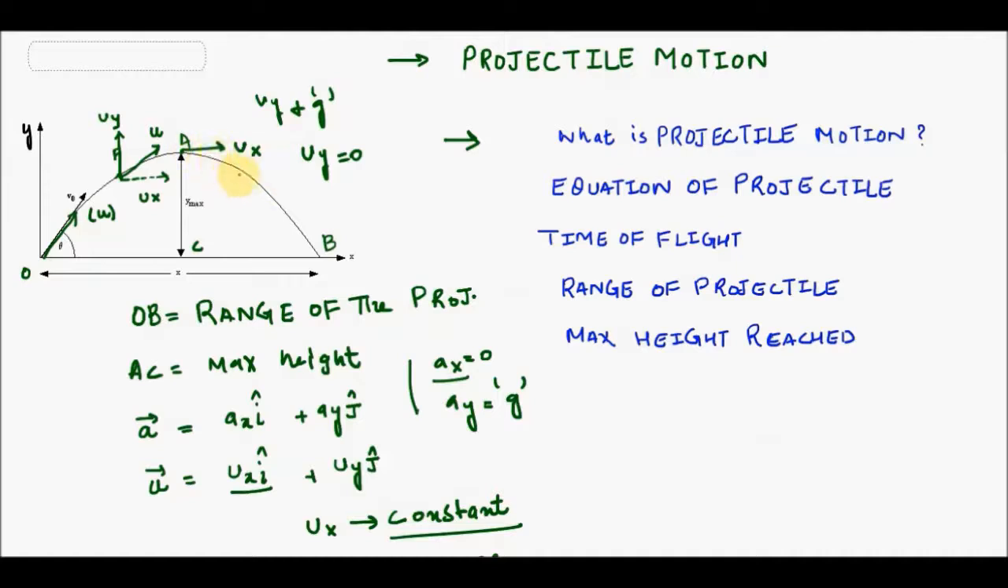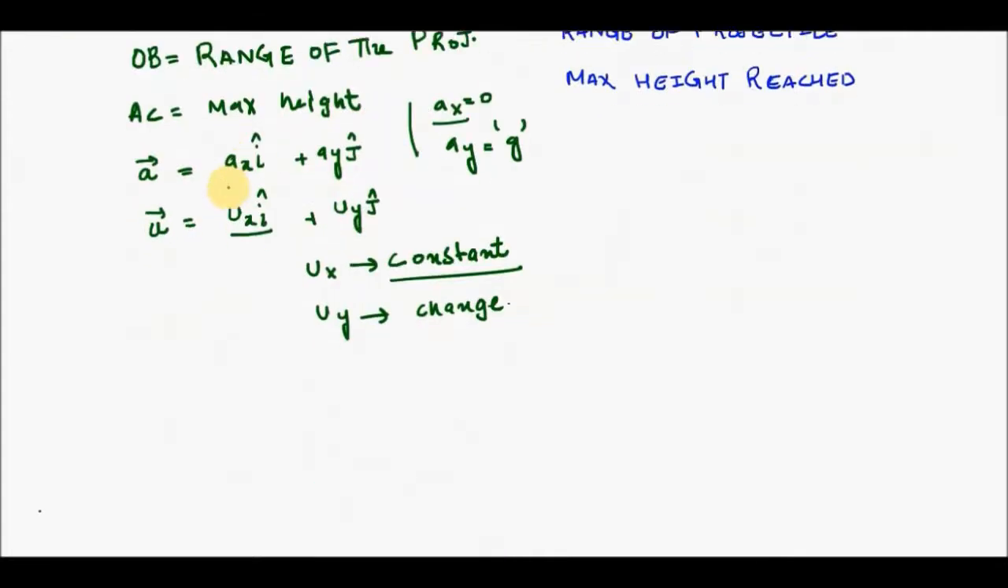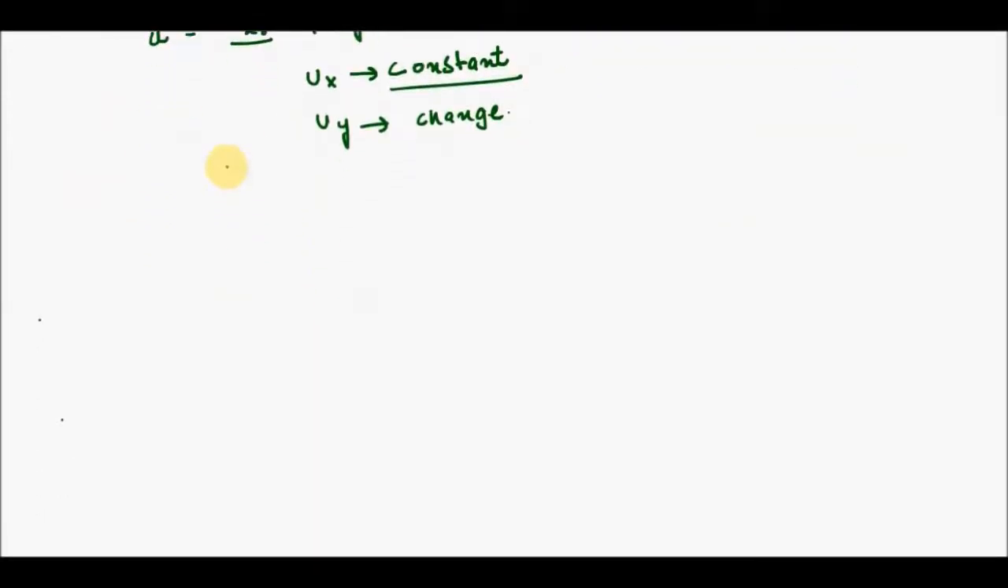Now what happens after this is that the y component of the velocity and acceleration due to gravity are in the same direction, so there will be a continuous increase in the y component of the velocity until it finally reaches the ground. Now having understood this, let us first derive the equation of projectile.